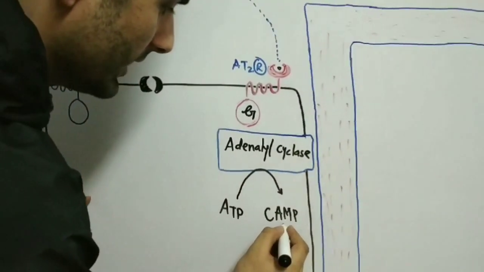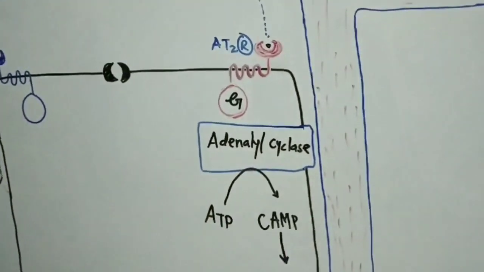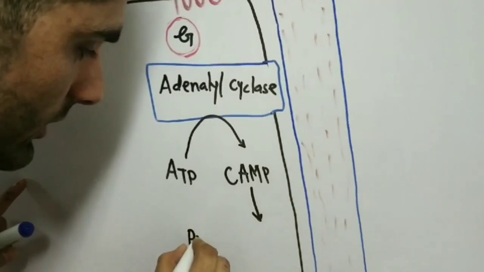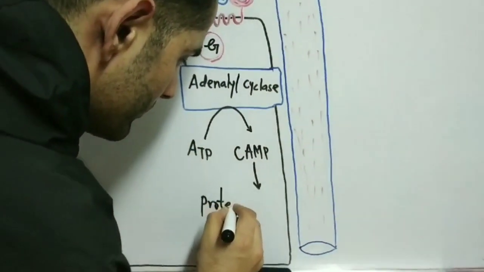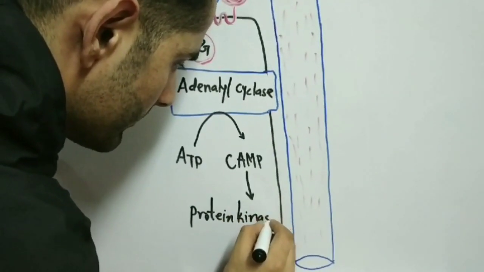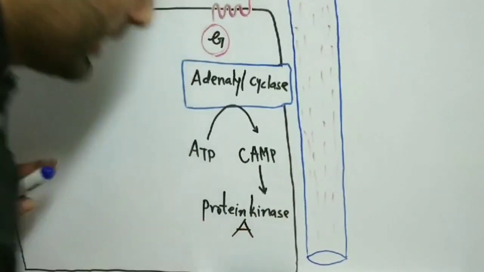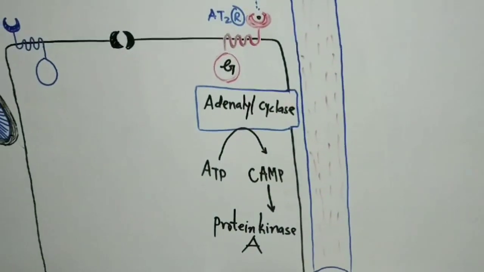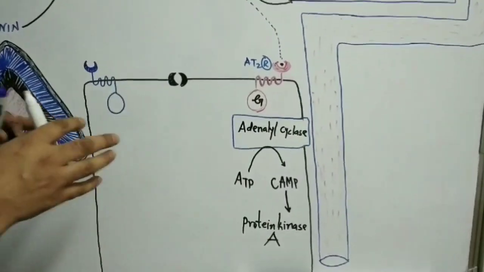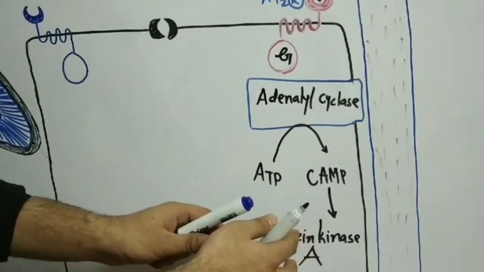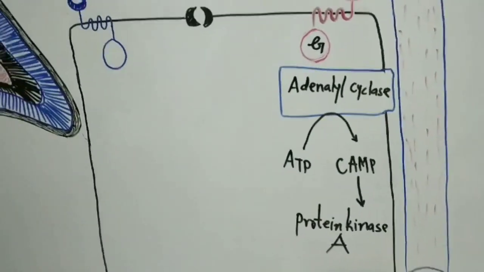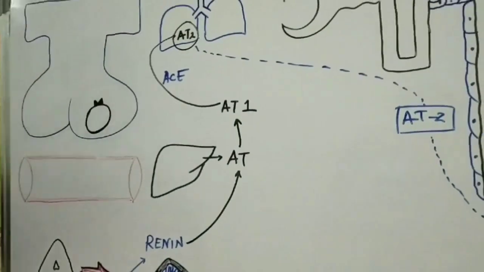Again, this cyclic AMP activates another protein which is known as protein kinase A. Protein kinase A. What is the protein kinase A going to do? Before I tell you the function of protein kinase A in this cell, please look at here.